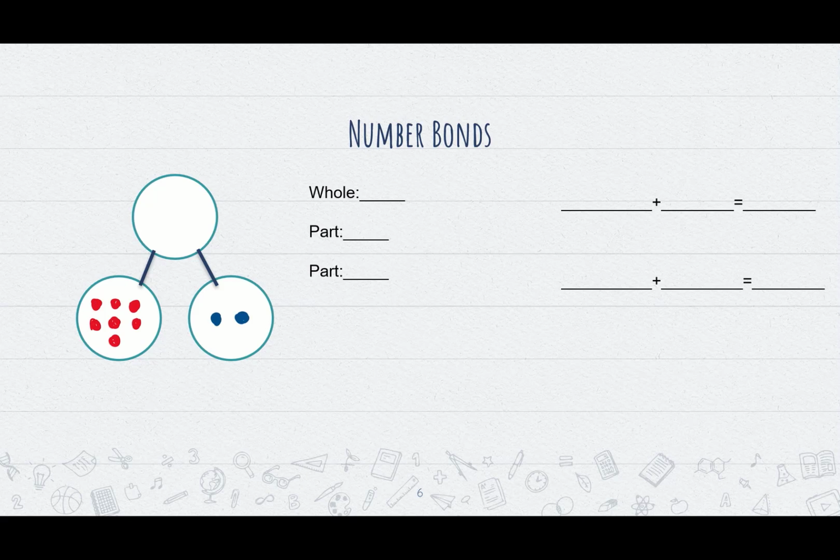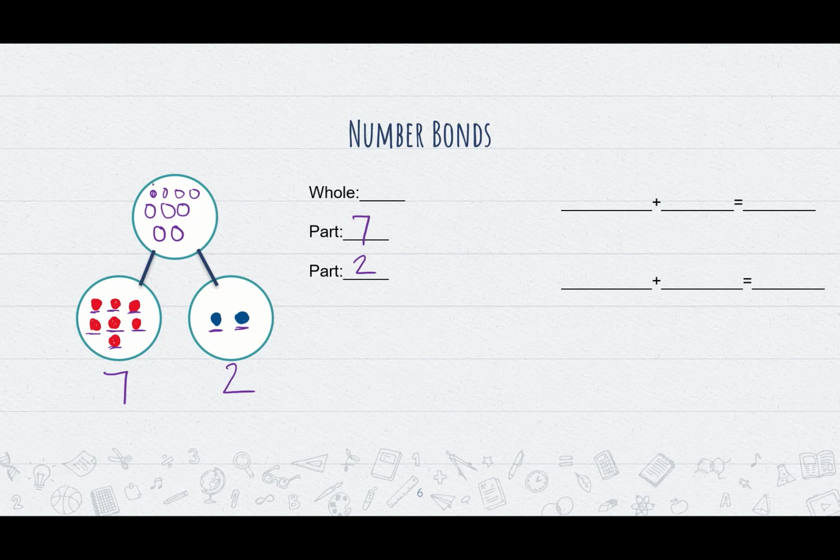So we're going to start by counting how many we have in each part. So we have 1, 2, 3, 4, 5, 6, 7 in one part, and 1, 2 in another part. So now we need to put our two parts together to make a whole. So we have a part of 7 and a part of 2. And what I'm going to do is I'm going to draw 7 first. I'm going to draw 1, 2, 3, 4, 5, 6, 7. Then I'm going to draw 2. 1, 2. And now I'm going to count them all together.